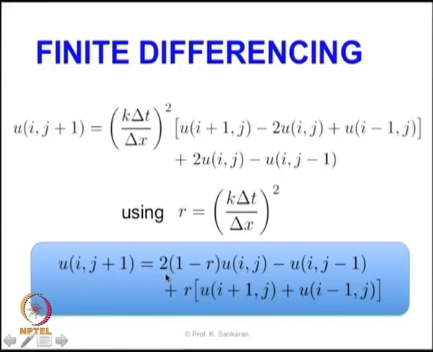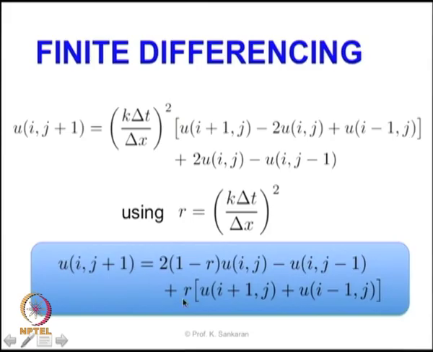So what we have is a term r sitting here and we have certain multiplications. These are nothing but weights. What you see as the coefficients are nothing but weights. Here the weight for u of i comma j is 2 times 1 minus r. The weight for the component i comma j minus 1 is minus 1. Similarly, the weight for both the terms i plus 1 j and i minus 1 j is r.